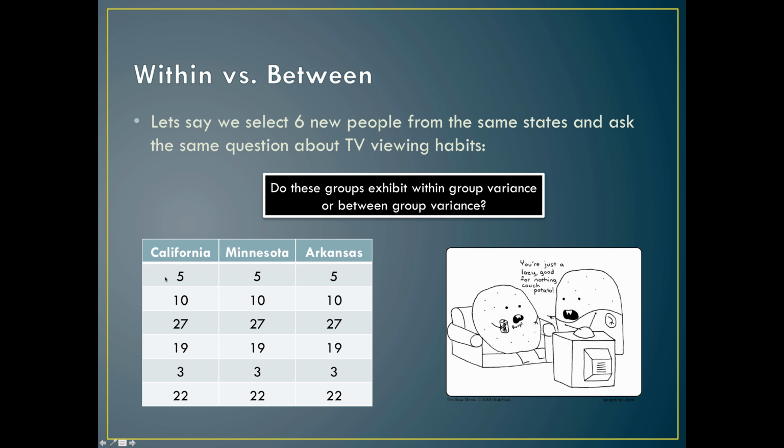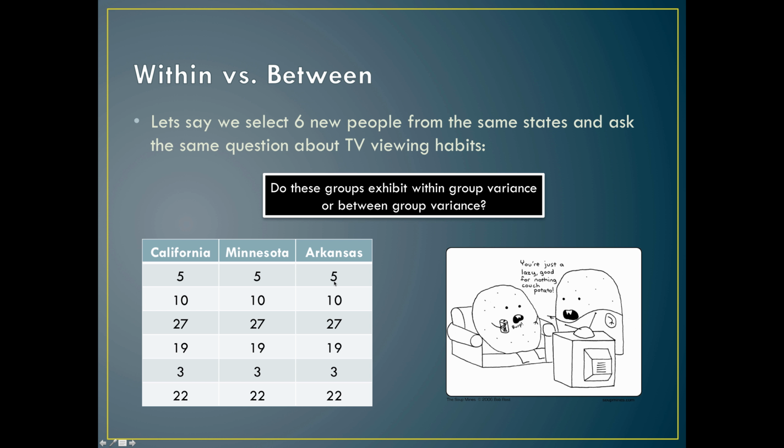So your first participant in California tells you that they're watching 5 hours of TV a day. Then you interview another person in California, and he's telling you that they're watching 10 hours of TV per week, and so on and so forth. So here, what we notice on this table is that there are great differences within the group itself. So the participants from the California group differ greatly. Okay, as we can see, this person here watched 27 hours and this person watched only 5 hours, so there are large differences within the group.